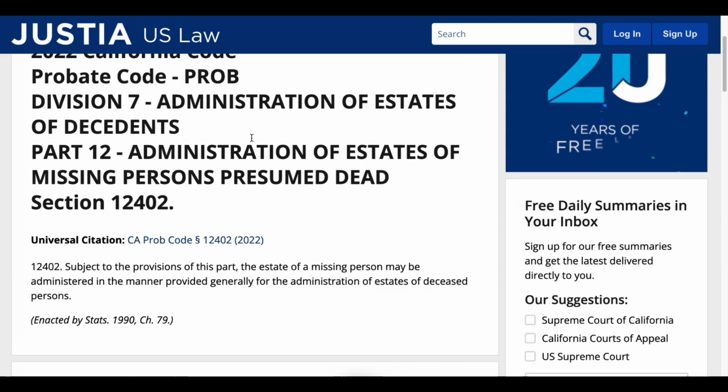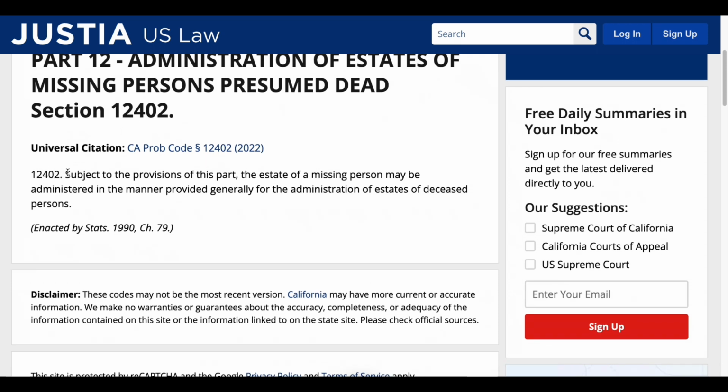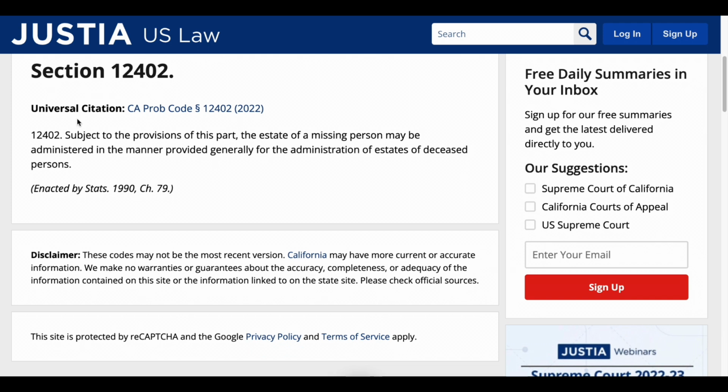Now, this is something I wanted to show you. This is California. I got off the phone with this guy and I had to show him this is what they do right here. Once they receive those letters of administration, it says, subject to the provisions of this part, the estate of a missing person may be administered in the manner provided generally for the administration of estates of deceased persons. So they can be granted letters of administration to administer your estate simply because you're missing. You have nothing on the record proving that you're alive. You're operating as a dead fiction. You're operating as if you're dead.